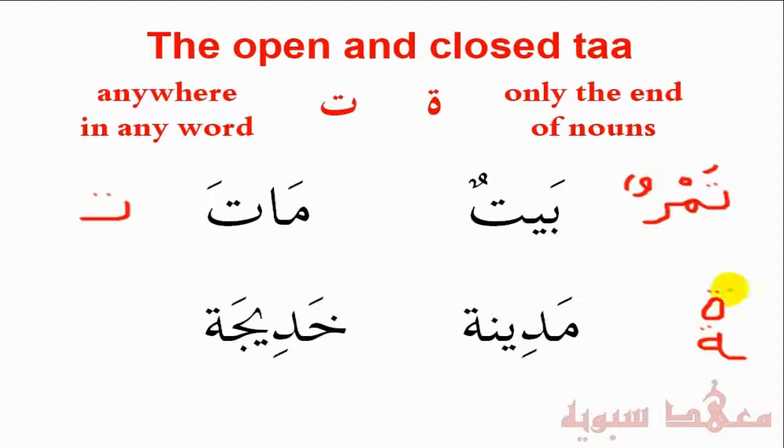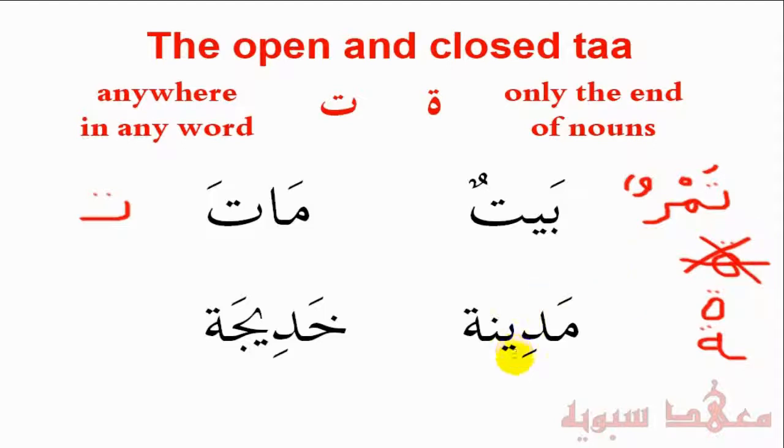Now the ha also has the medial form. If you remember the medial form, which is that. Now we said that the ta marbota can never be in the middle of a word. It's always at the end. So you won't find a ta marbota like that. That doesn't occur.